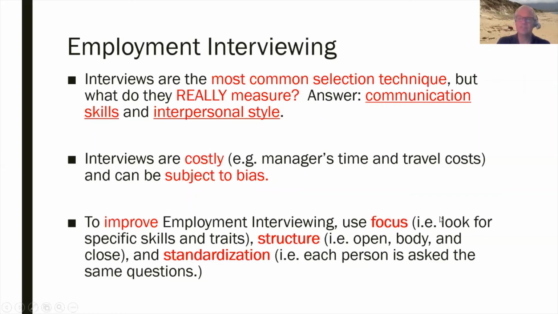Okay, so to improve employer interviewing, you want to use focus. Basically your questions should look for a specific skill or trait. They should have a structure, open, body and close, and standardization. You should really put everybody through the same drill. Each person is asked the same questions. That's how you improve your interviewing skills.